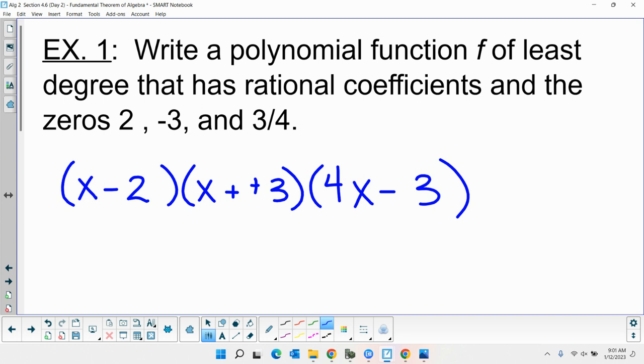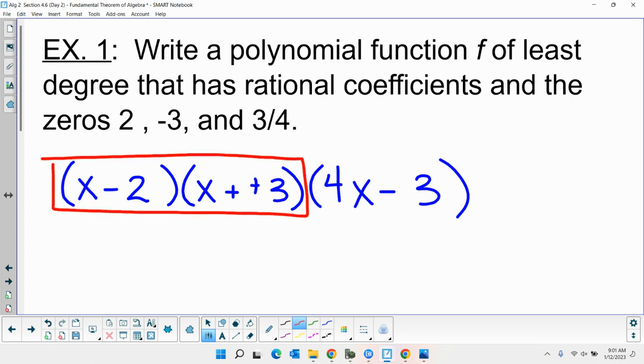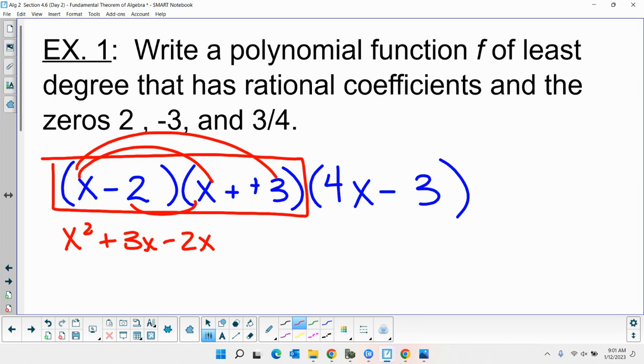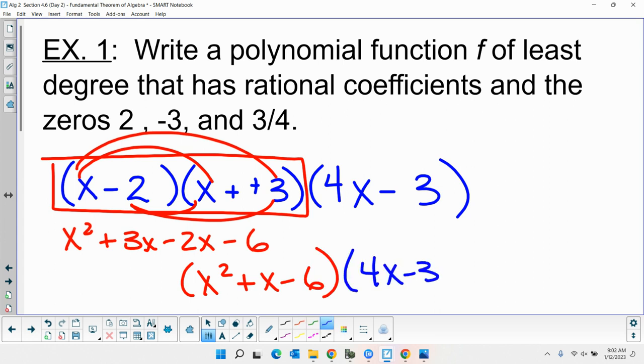All right? Now we just FOIL. And when we're done FOILing, multiply them together, we'll have our answer. Okay? Now, you can't FOIL 3 at a time. You got to go 2 at a time. So I'll just go these 2 first. So first, outside, inside, last, which is x squared plus x minus 6 times 4x minus 3.